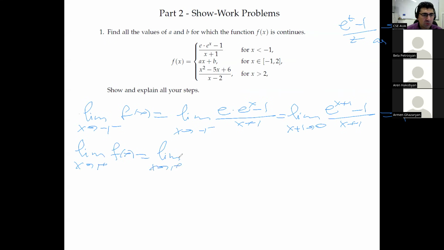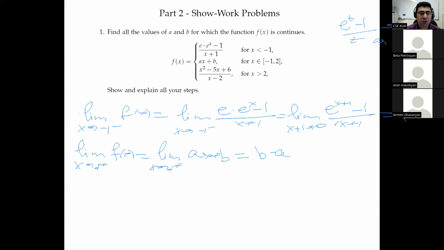Limit from the right side of the same function. X goes to -1 from the right side. Sorry, we have -1, but right side. On the right side it is just ax plus b. What is the limit of ax plus b at -1? It should be 1 again, in g. It should be 1, right?